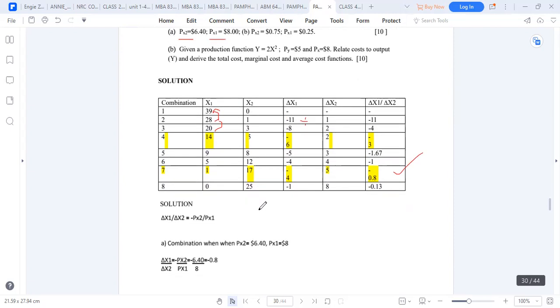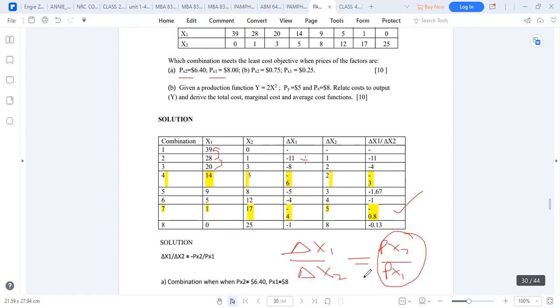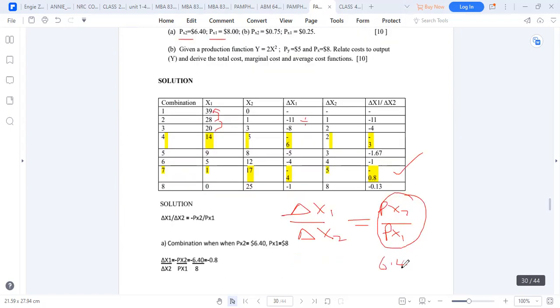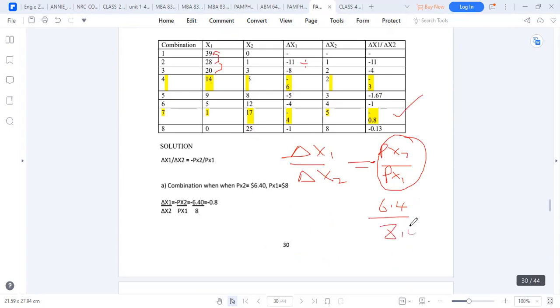So don't interchange them. The change in X1 over change in X2 must be equal to the price of X2 over price of what? X1. So key is now comparing the value we're going to get here. So the price of X2 is 6.4. Here they should be negative. The formula comes to the negative because it's an inverse relationship. Divided by 8.0. So when you divide this, we're going to get negative 0.8.